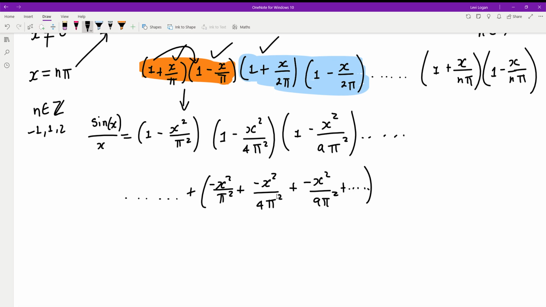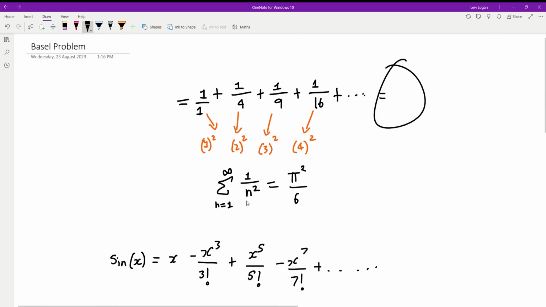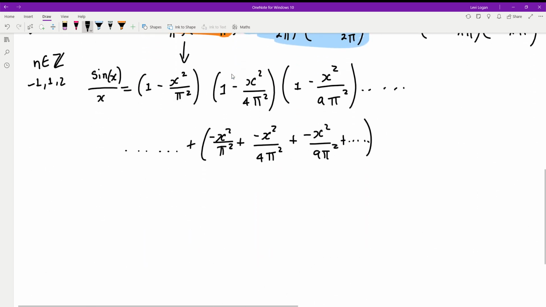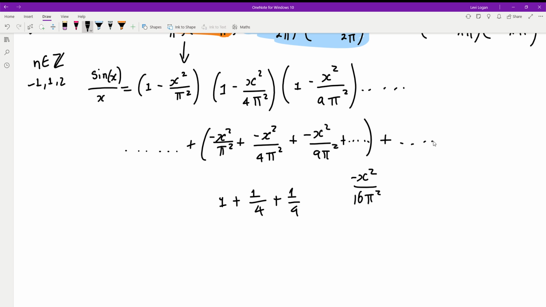infinite amount of terms in here that all have an x squared with them. Now the reason I'm just looking at these ones is because you can see this is very similar to the pattern we're trying to solve. The 1 over the square numbers, do you agree this is almost 1 plus 1 on 4 plus 1 on 9, and if I kept going I'd have minus x squared on 16 pi squared next. But there's infinite amount of terms. This is our polynomial here, but I'm just taking a look at these ones.